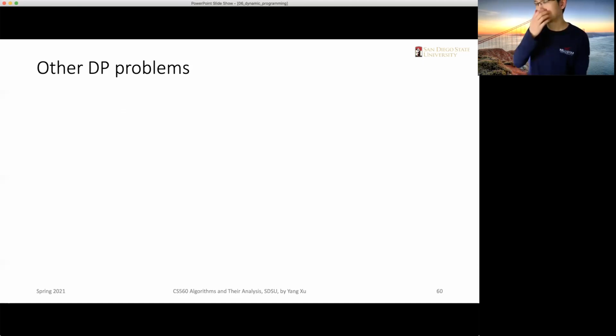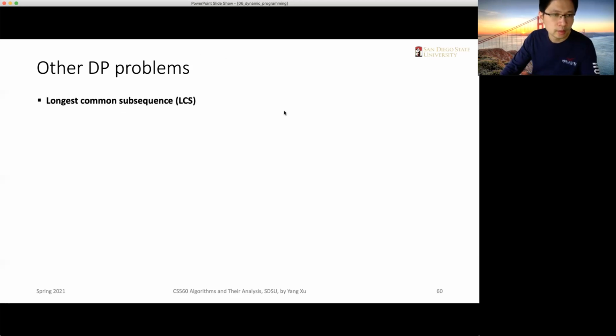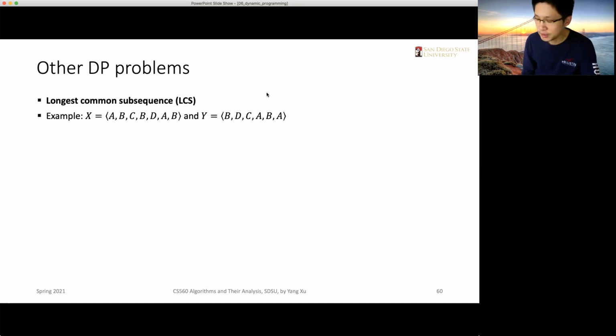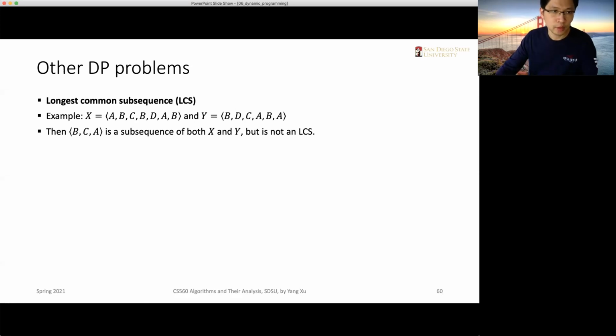talk about, which is the longest common subsequence. Okay, longest common subsequence, the abbreviation is LCS, and it's actually a very commonly used method for comparing the similarity between sequences, especially gene sequences. For example, we have two sequences, X and Y. X is like ABCBDAB, and Y is like BDCABA. So the common subsequences are the common parts shared by X and Y.